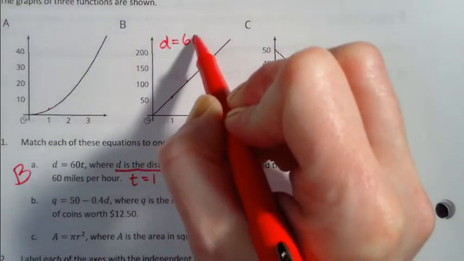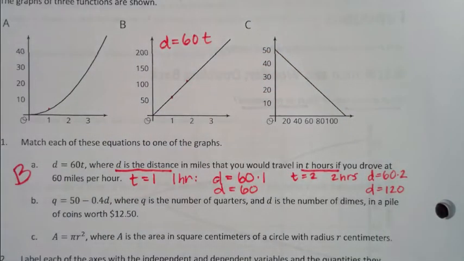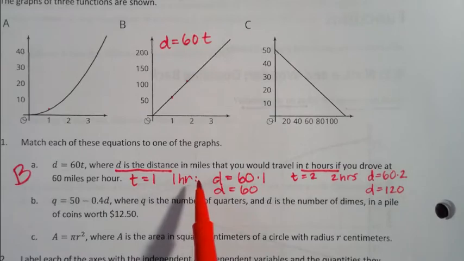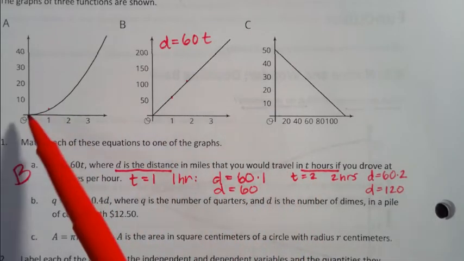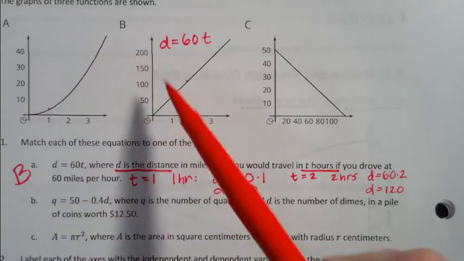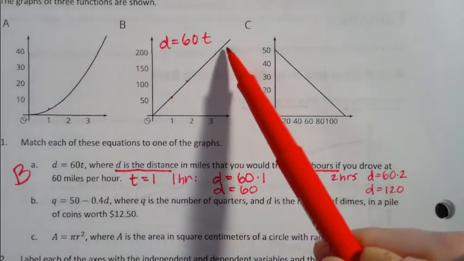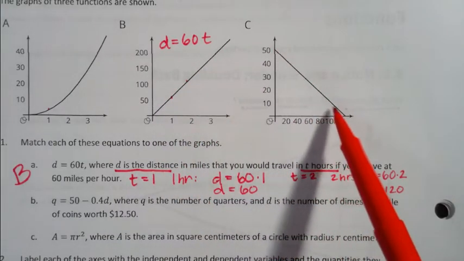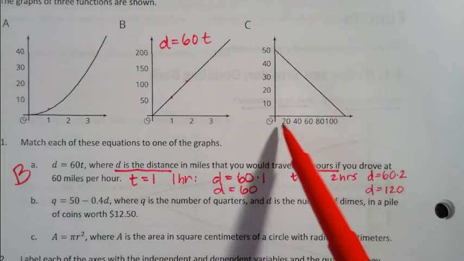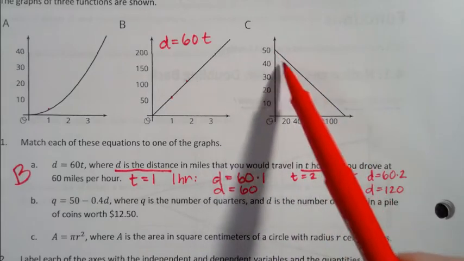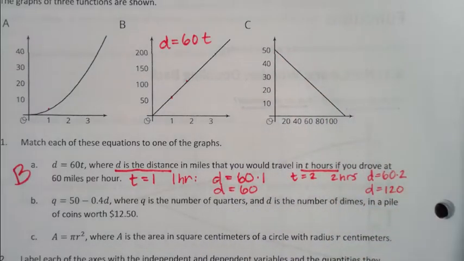This would be distance equals 60t. A couple other things you could think about for this would be, I know that as my time increases, my distance increases. So I've got to have one of these graphs where it looks like it's increasing, right? This looks like a decrease. So as this increases, this number decreases, right?